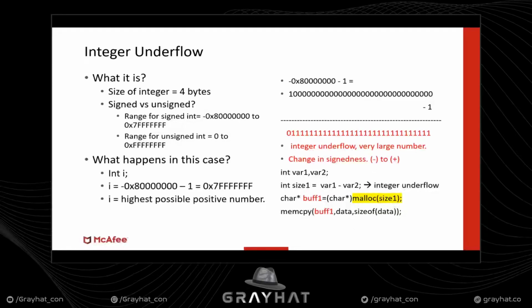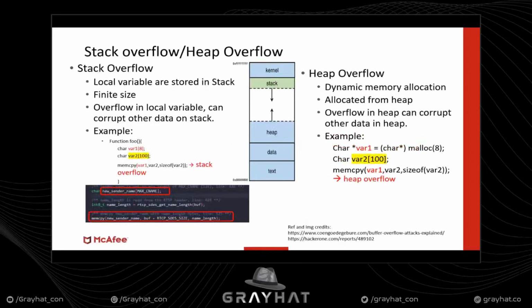Now let's move on and see other types of vulnerabilities, that is stack overflow and heap overflow. A program follows a specific memory structure in which some memory will be allocated for the kernel and kernel data types, then some memory will be allocated for stack, heap, data, and text.